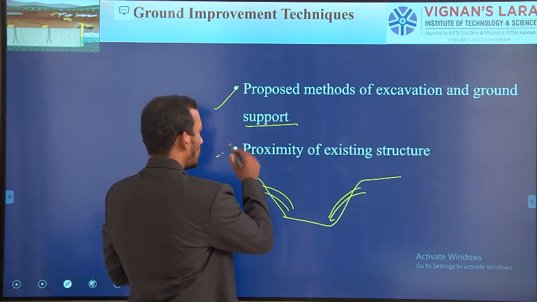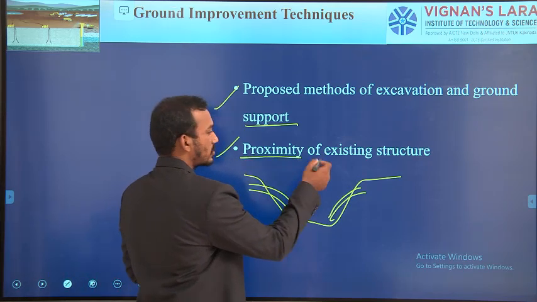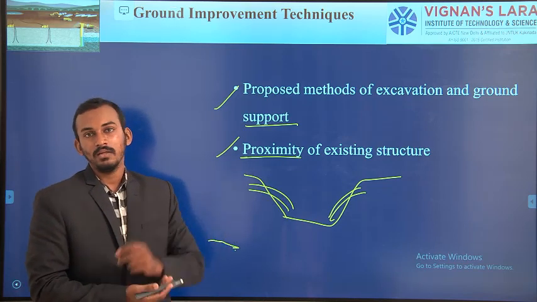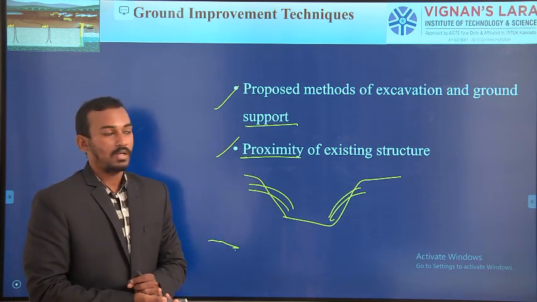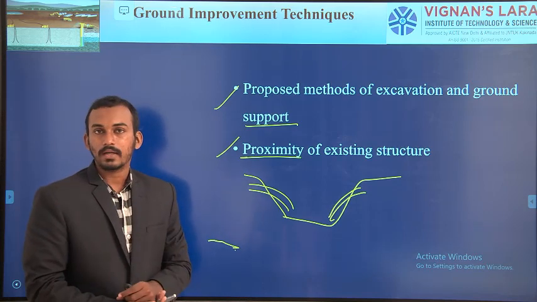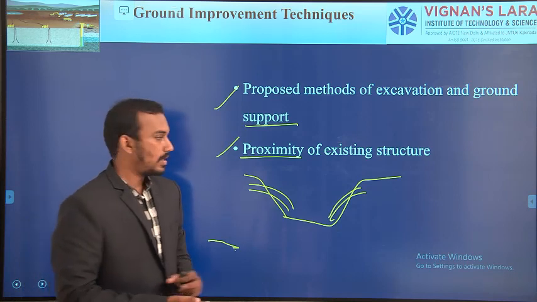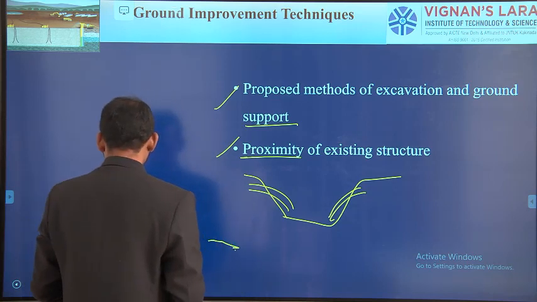And the last one is proximity of existing structures. If there is any existing structure, what is its impact on the method that we are going to use? So these are the various factors that affect the choice of dewatering methods. Okay. So let's conclude today's class.